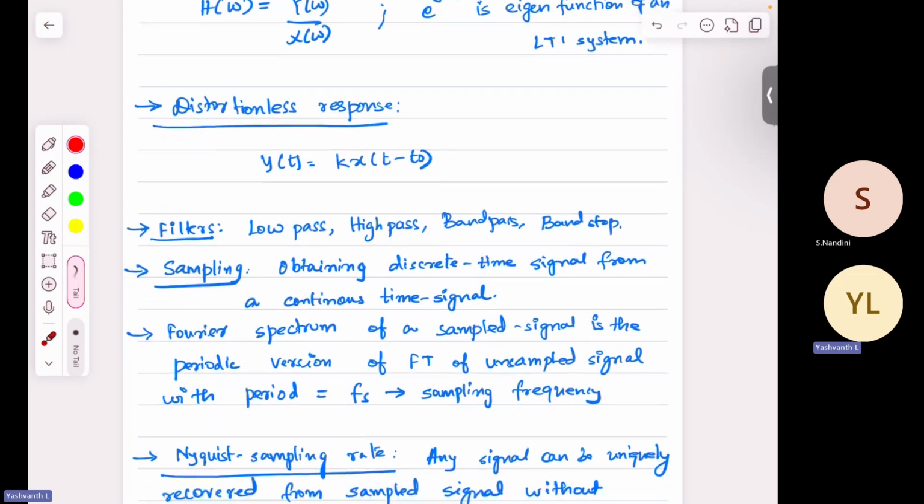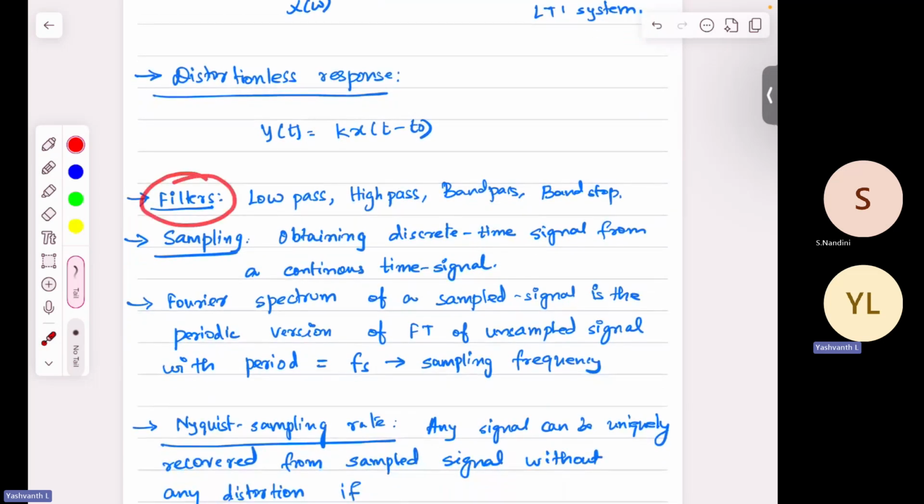And then we went on to study what is called a filter. A filter is nothing but an LTI system that will only allow specific frequency components to be passed from the input to the output. So for example, low pass filter means you only want the low frequency components to be passed from the input to output.